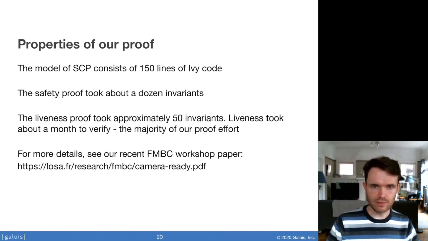However, as I mentioned above, liveness was significantly more complex. To prove this, we needed approximately 50 invariants. Writing these took about a month full-time once we understood the property. If you're interested in learning more about our proofs, we have a short paper at the FMBC workshop this year, and all our proof scripts are open source.